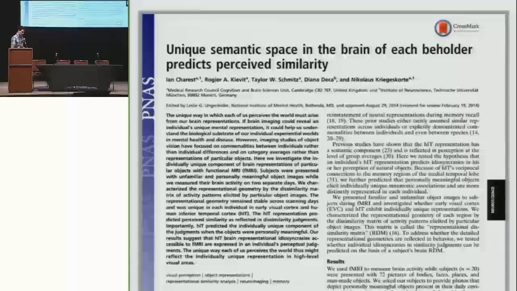Here's another one from my lab by Jan Scharre, who found that the representations in inferior temporal cortex are unique to each individual, and my inferior temporal representational space will predict my perceived similarity of objects better than yours. So there's a subject-unique relationship between these representational spaces as reflected in our brains and our similarity judgments in this case.